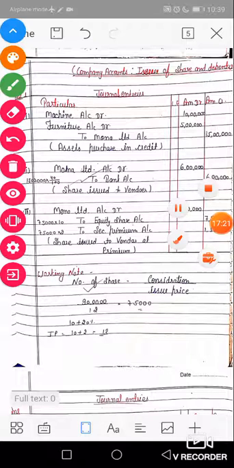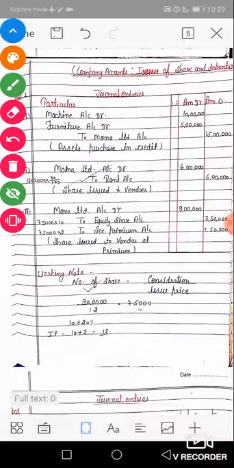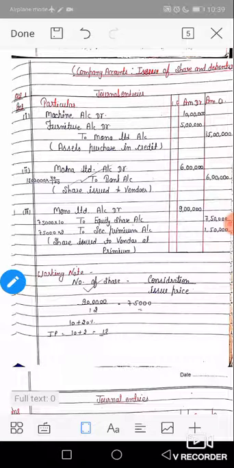Numerical number one of the chapter. Just open the first numerical of the chapter in your book. The first numerical is related to issue of shares for consideration other than cash. Now I'll start to read it.